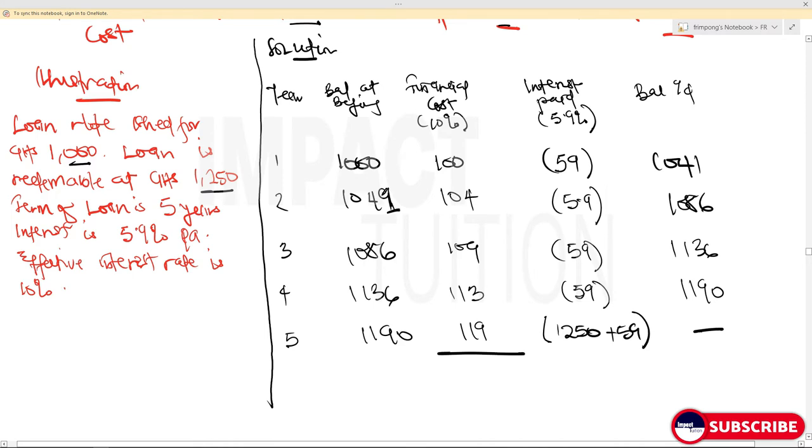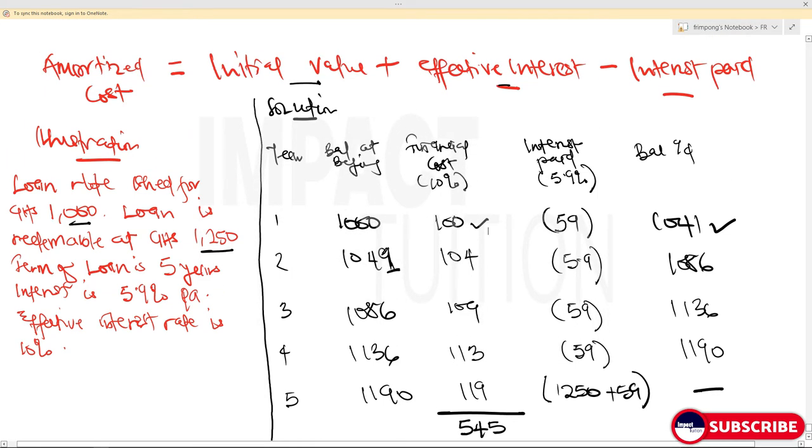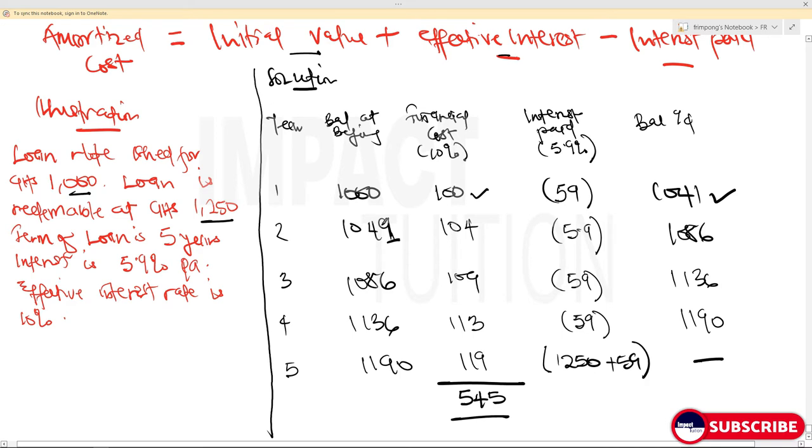On the total finance cost for the 5 years, is 545. Now, if you are to present this in the financial statements, at the end of each year, the closing balances here will go to the statement of financial position, and then our finance cost will be shown in the statement of profit or loss for each of the 5 years. So this is how amortized cost is calculated using the formula, and it's set out in this tabular form so we can show the movement in the liability for the 5 year period.